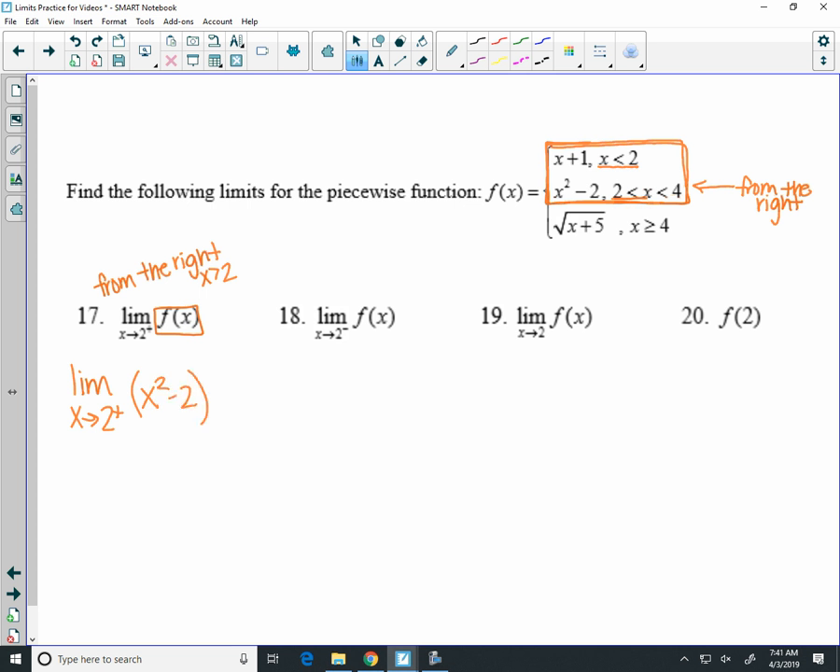And at this point, this is just plug the number in and go. So I'm going to plug in 2. So I'm going to have 2 squared minus 2. That's 4 minus 2. 4 minus 2 is 2.